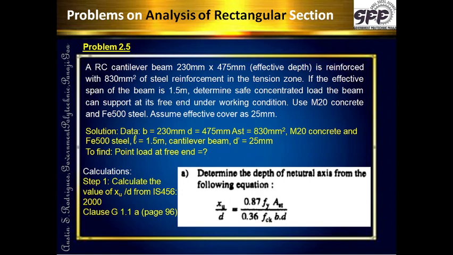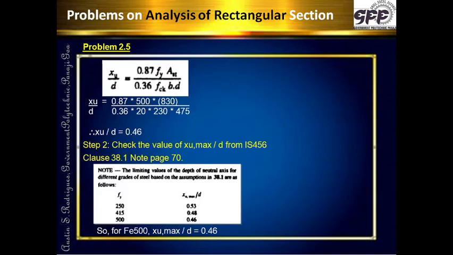As usual, we will start with the first step of calculating the value of xu by d from IS 456. Now refer clause G-1.1(a) from page number 96. xu by d is equal to 0.87 fy Ast upon 0.36 fck b d. So this has been given over there. So in xu by d, 0.87 comes down as it is. fy in this case has been given as 500. Ast has been given as 830. They have already calculated it over here.